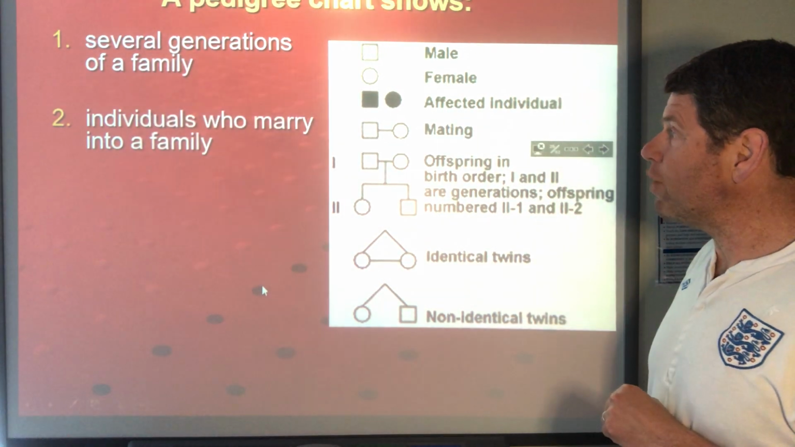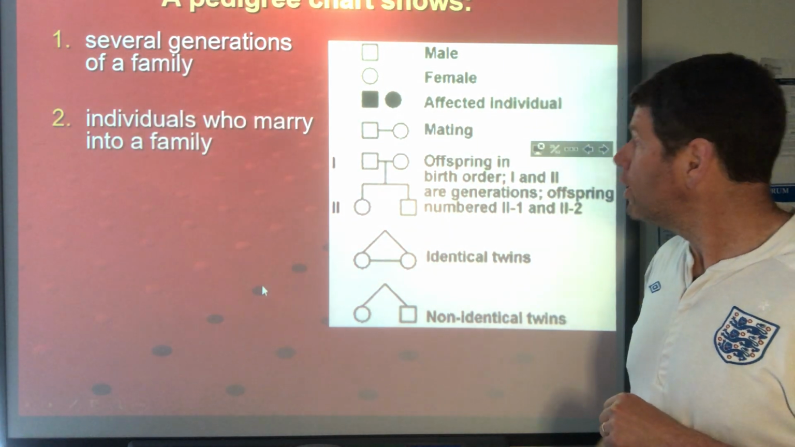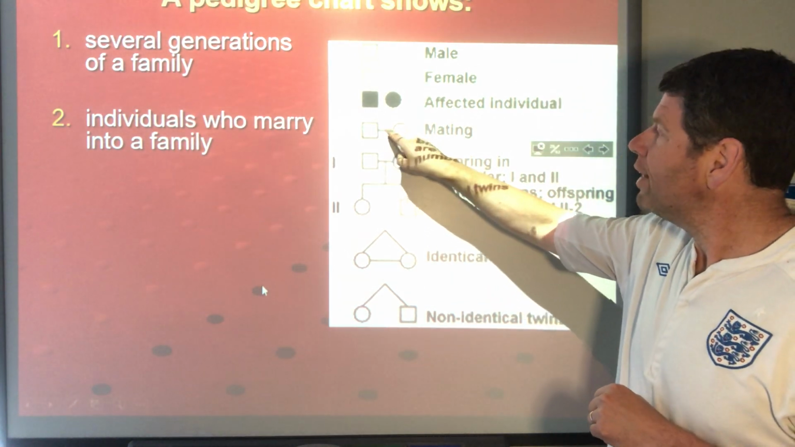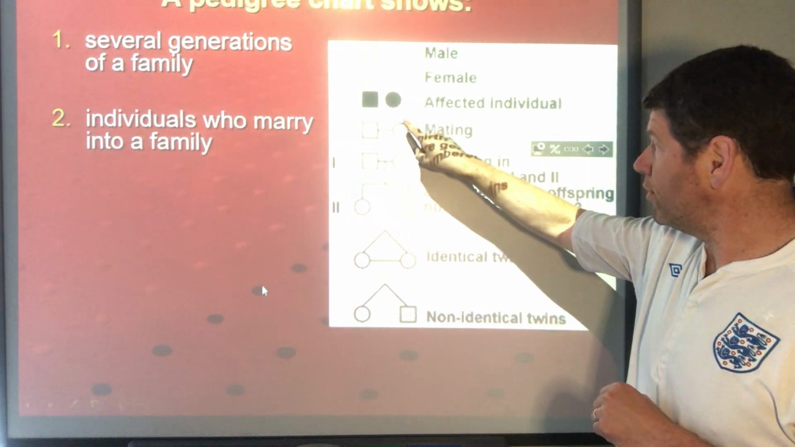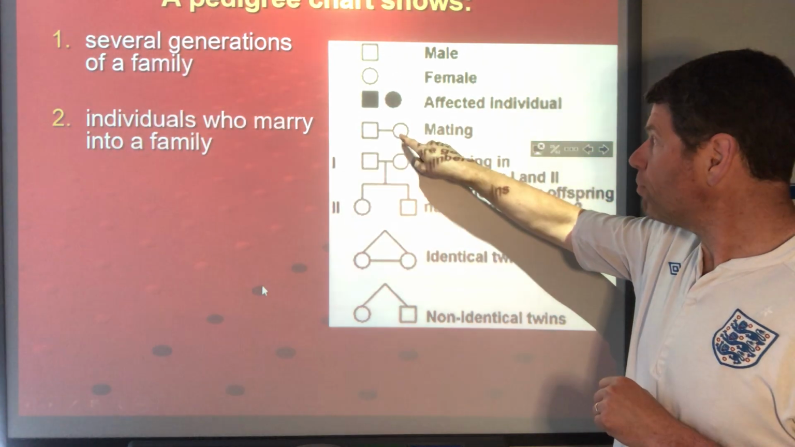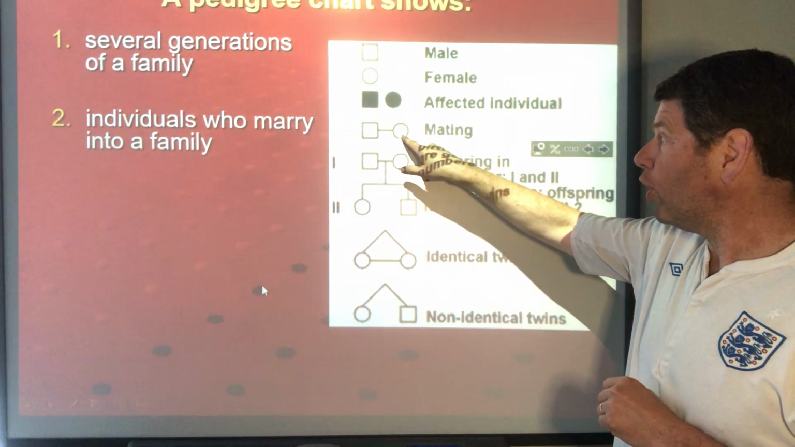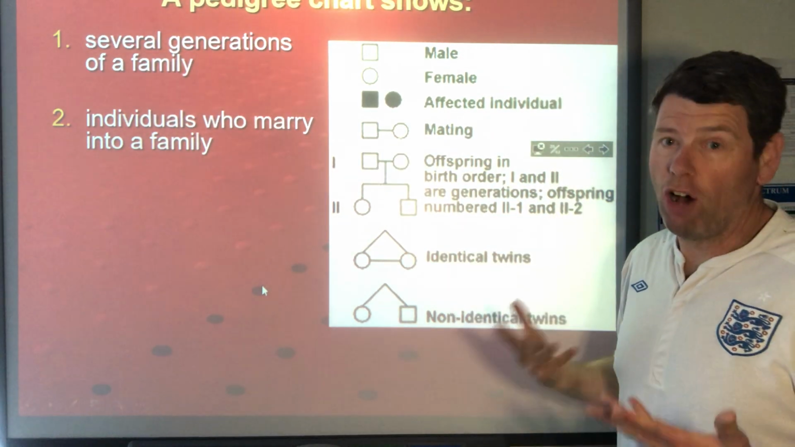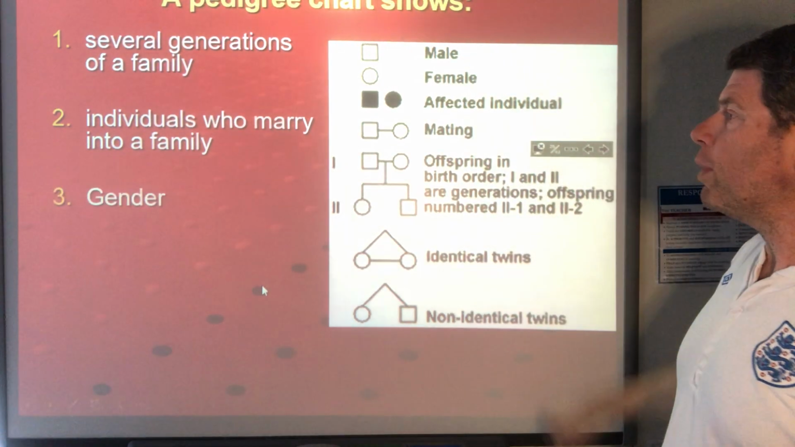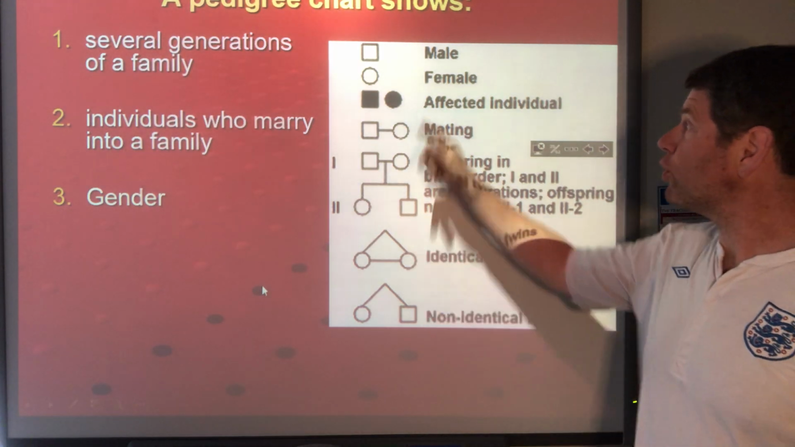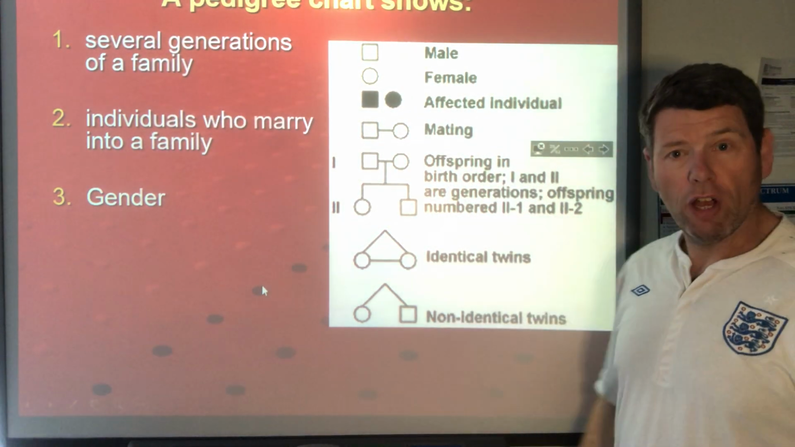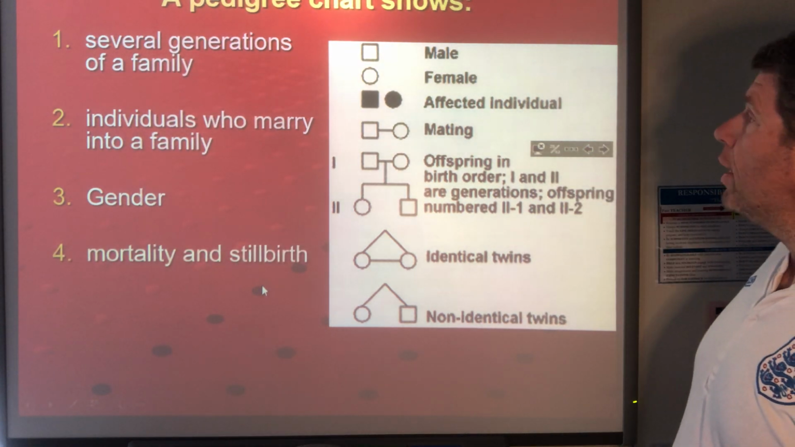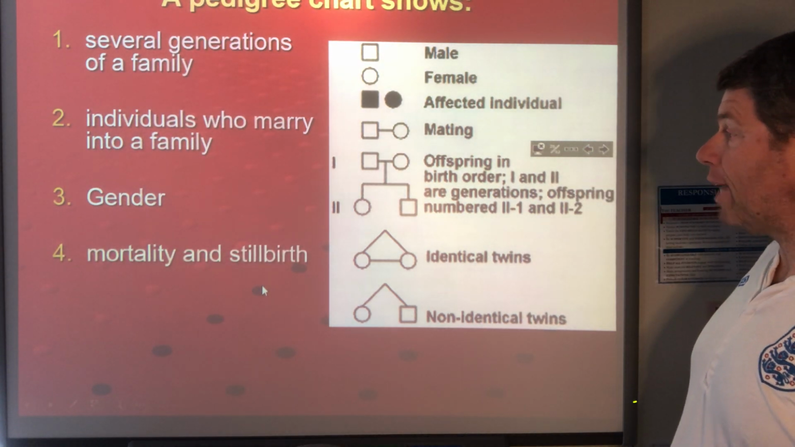We're also going to see who marries into a family. So we can see right here that this line is telling us that perhaps this woman, represented by a circle, is marrying this man, or at least is going to mate and have offspring with that man. We also can tell the gender. Like I said, circles are for females and squares are for males. We also will see mortality.